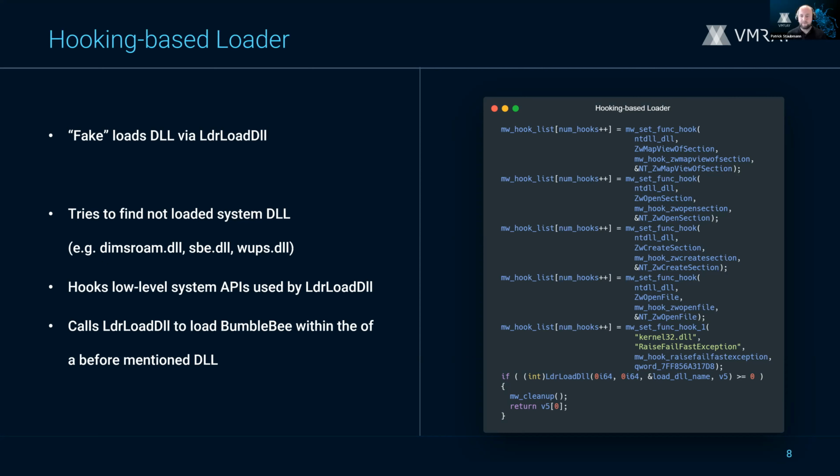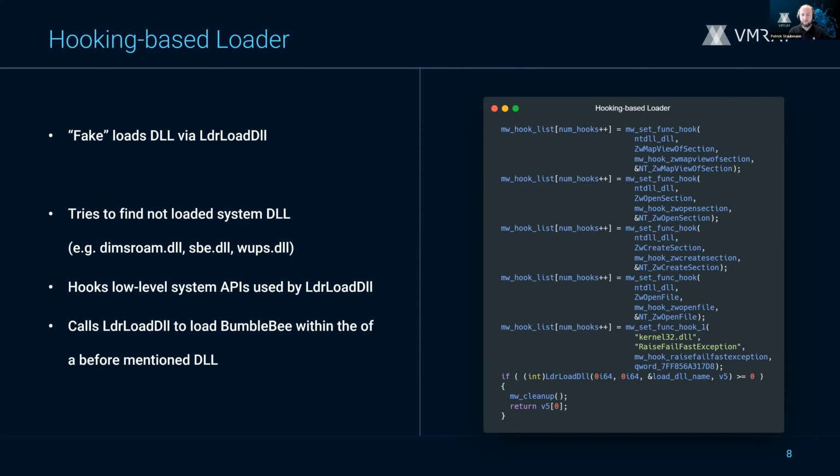To have some names here, it's mostly well-known API calls: MapViewOfSection, OpenSection, CreateSection. These are well-known API calls that are mostly also related to injection, and this is what they start to hook here. Hooking means that they override the original entry point of that API, pointing to their own code, so that they can execute their own code before finally executing the actual API. And once the hook has been applied, they call the low-level API function with, for example, dismrom.dll as an argument.